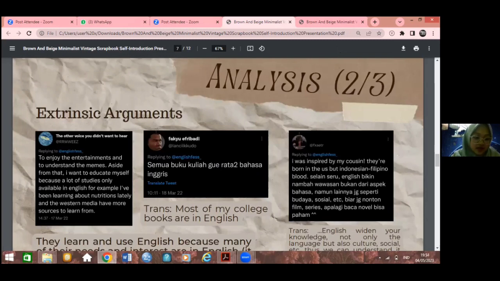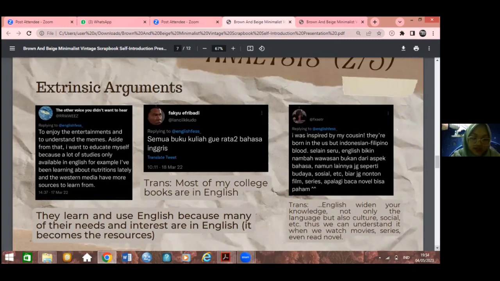Okay, in the extrinsic argument, it's related with what English has. So there are several reasons for them to use and learn English. It's because their needs or interests are in English. So it becomes the source or something that helps or supports them in college life, academic life, or for entertainment. For example, here they learn English to enjoy the entertainment and understand memes.